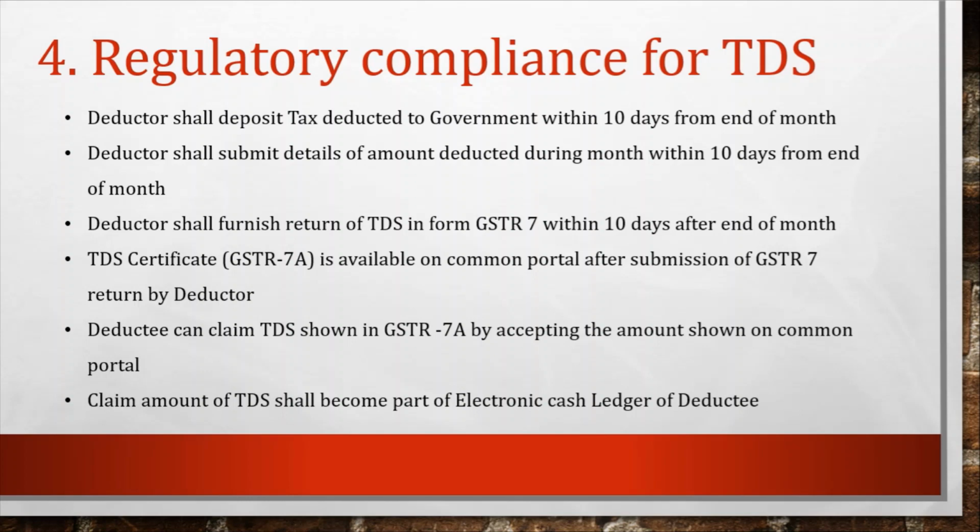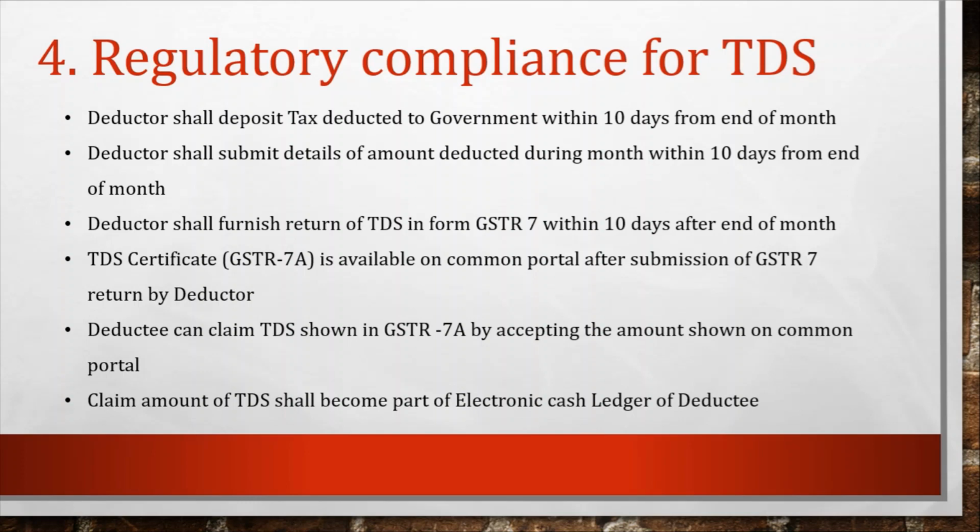Topic number 4, regulatory compliance for TDS. So the deductor shall deposit the tax deducted by it to the government within 10 days from the end of the month. And the deductor shall submit the details of the amount deducted during the month within 10 days from the end of that month, and such details shall be provided in GSTR 7A, and the details submitted by the deductor shall be shown to the deductee in GSTR 7A, by which he can accept that figure if he agrees with it, as I showed in my earlier videos.